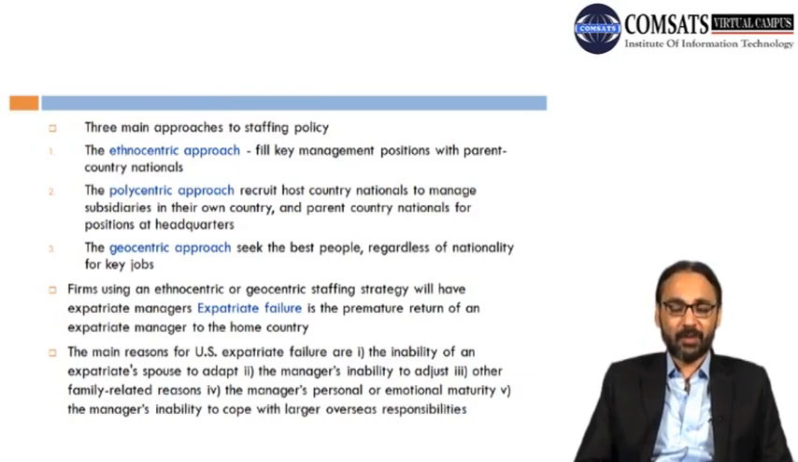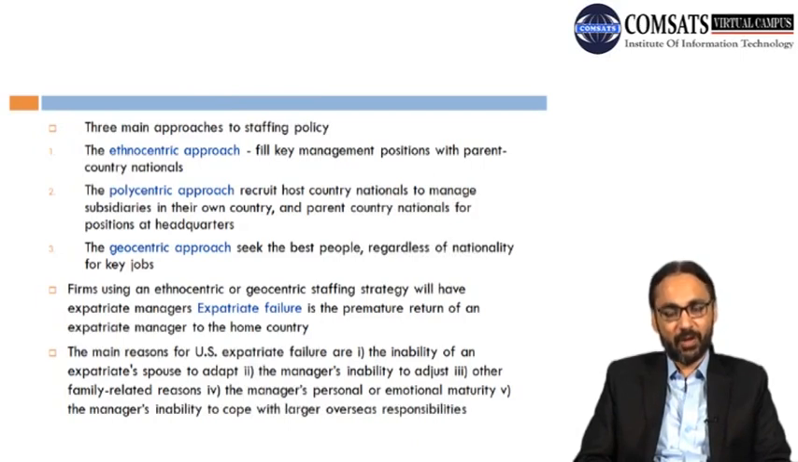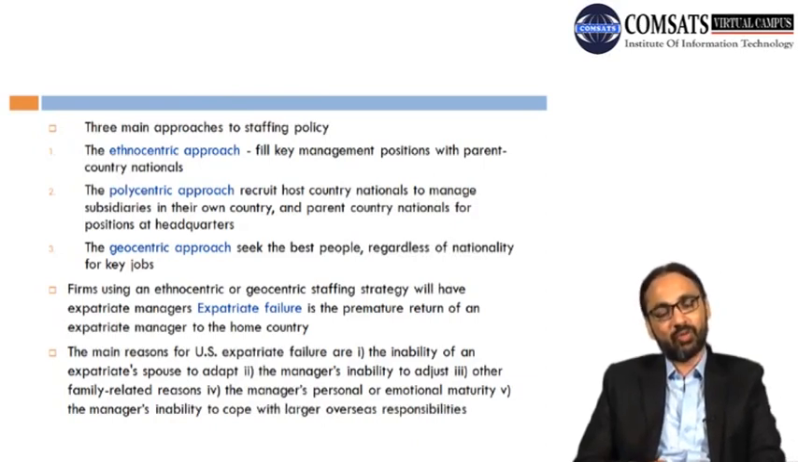The main reasons for US expatriate failure are the inability of an expatriate's spouse to adapt to the new culture, the manager's inability to adjust, where the manager themselves couldn't adjust in the new market, other family-related reasons, the manager's personal or emotional maturity, and the manager's inability to cope with the larger overseas responsibility. These are the 5 main issues we have seen that US expatriate managers have described.